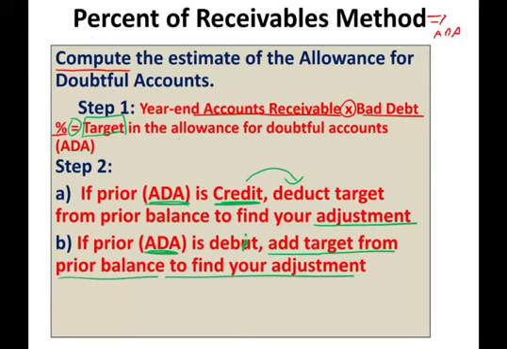So it's a two-step process. First, you find your target, whatever you want to have in ADA. I call this your target in ADA. Then you work backward. You look at your prior balance in ADA. If you have a credit, you deduct the balance from the target. If you have a debit, you add. Let's take a look at an example to illustrate this concept.